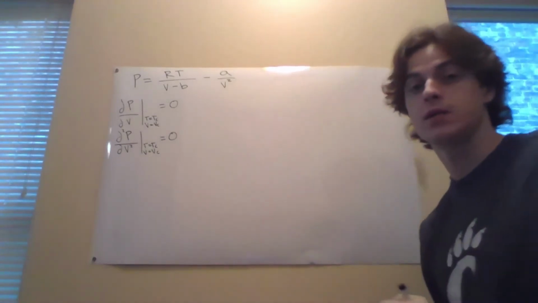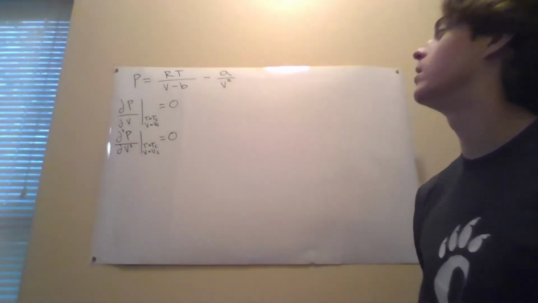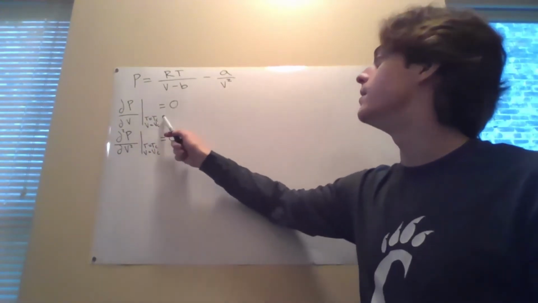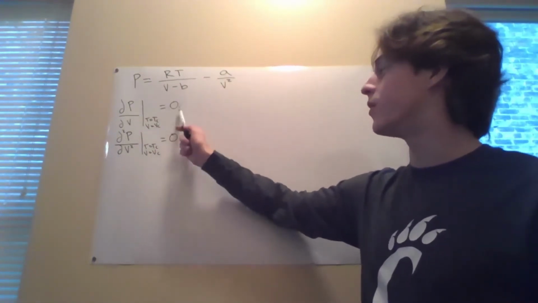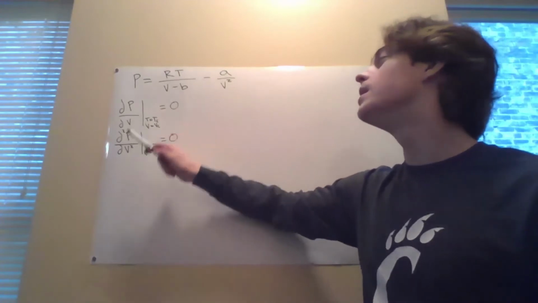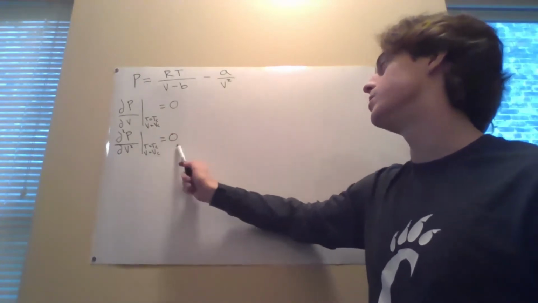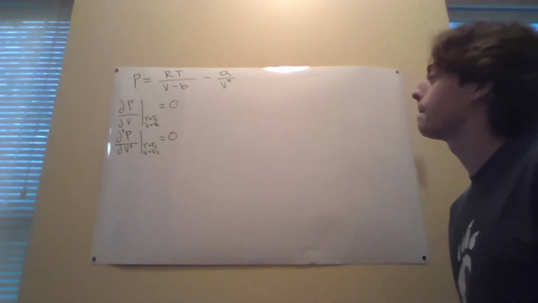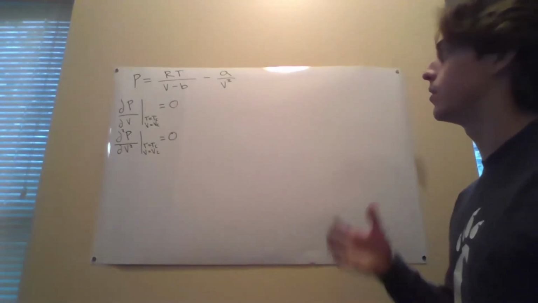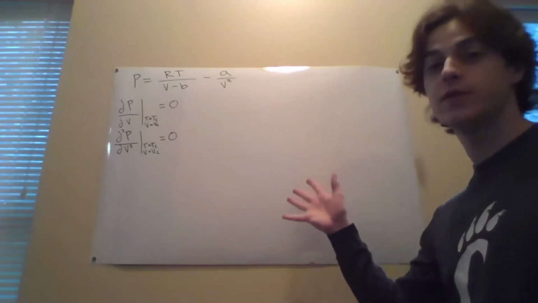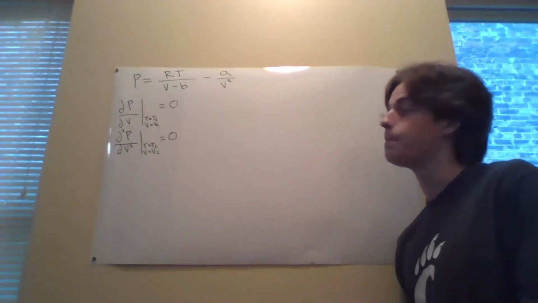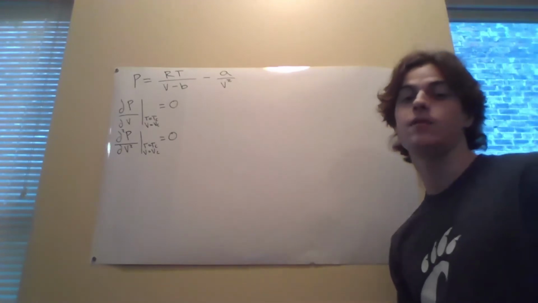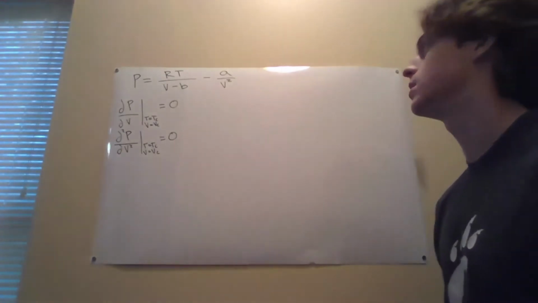Alright, so as I said, the derivative of the van der Waals equation with respect to volume at the critical temperature and critical volume will be 0, and the second derivative will also be 0 because it is an inflection point, and the first derivative is 0 there. So we're going to calculate the first derivative and the second derivative and use those to find expressions for A and B at the critical point of a substance.